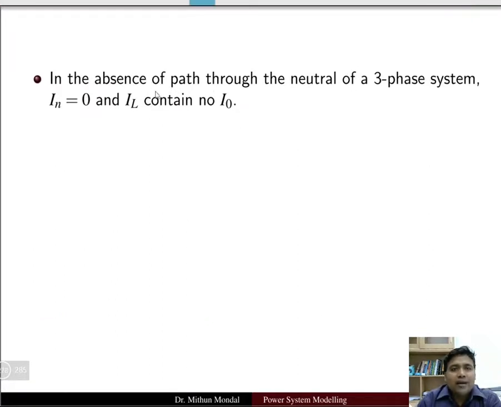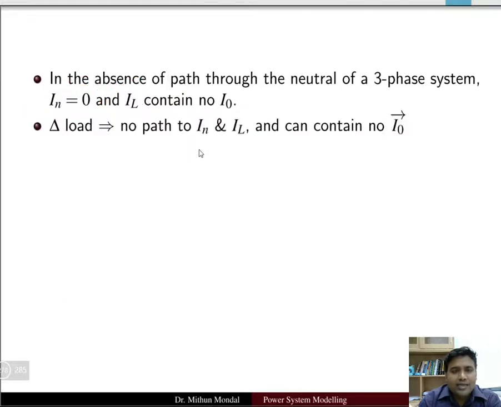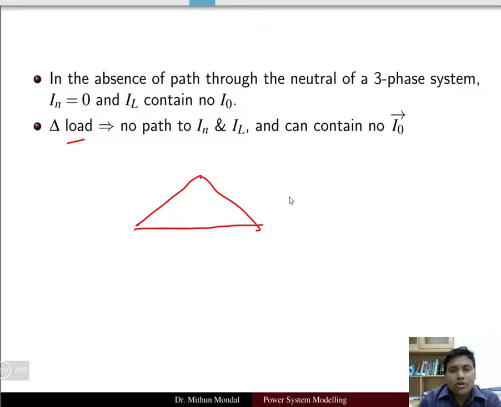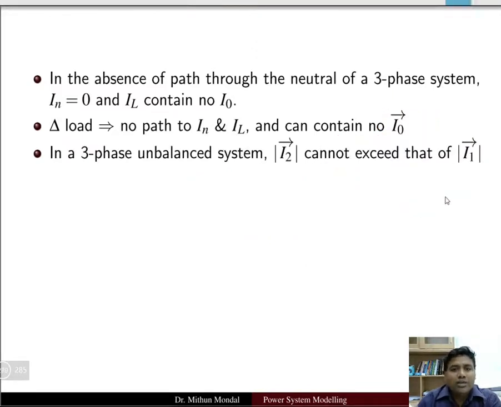But if there is an absence of a path through the neutral, meaning there is no neutral, then the neutral current will be 0 and the line current contains no I naught. Suppose you have a delta connected load; then there is no neutral, so your neutral current will be 0 and there is no zero sequence current. So obviously earth will have to be involved.